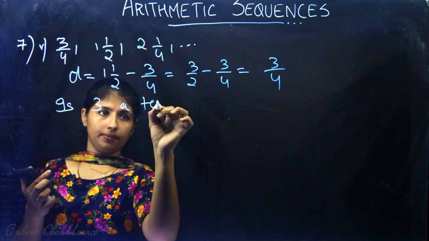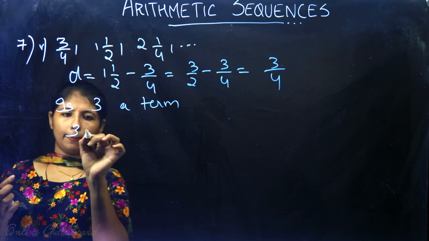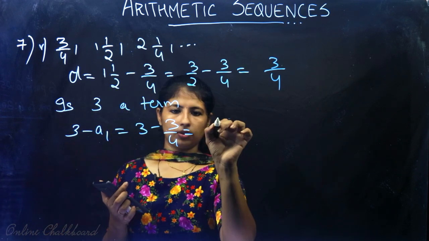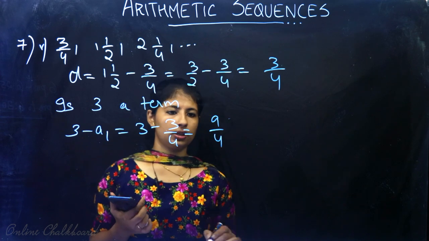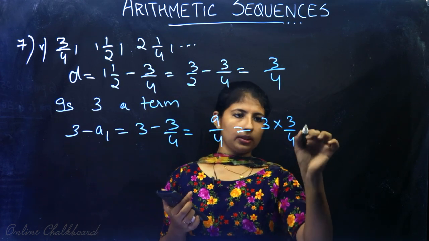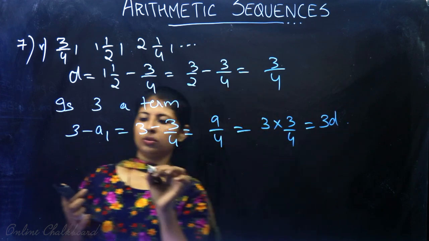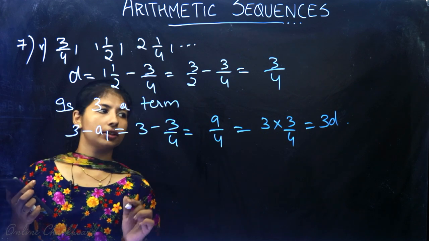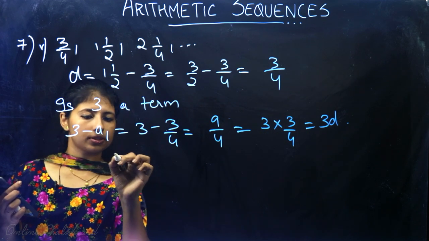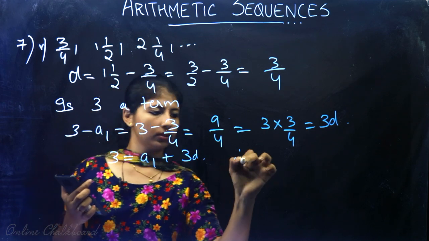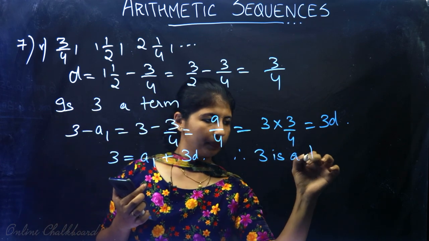That's the question. 3 minus the first term, 9 by 4, that is equal to 3 into 3 by 4, that is 3 into d. So, the difference between the terms is a multiple of the common difference. So, 3 is equal to a1 plus 3d, therefore, 3 is a term.